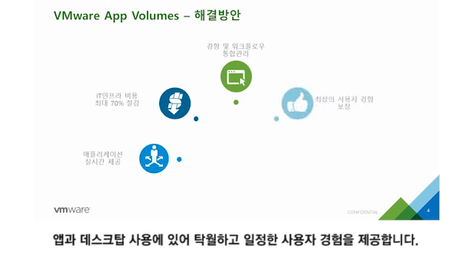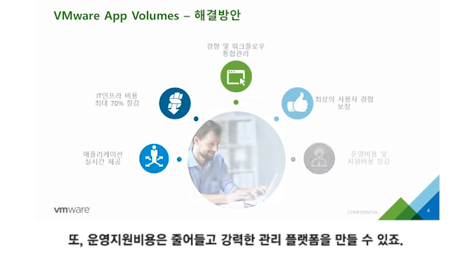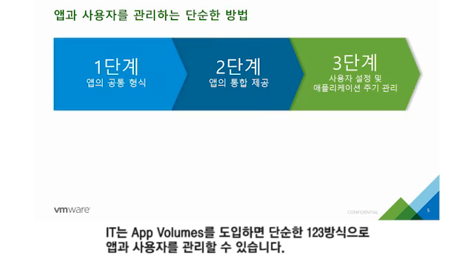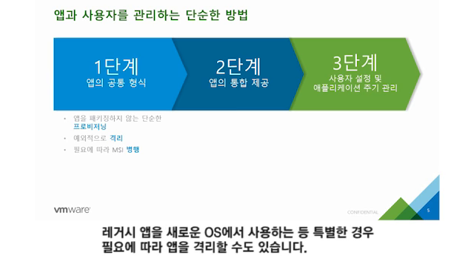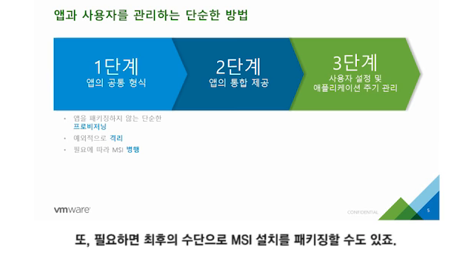IT can deliver superior and consistent user experience across apps and desktops while reducing operational support costs with a very powerful management platform. With App Volumes, IT now has a simple 1, 2, 3 approach to app and user management. First, instead of packaging all apps, IT can simplify the provisioning process by utilizing a common application format. Apps can be isolated as needed for certain use cases, such as running legacy apps in newer operating systems. And if needed, MSI installs can still be packaged as a last resort.